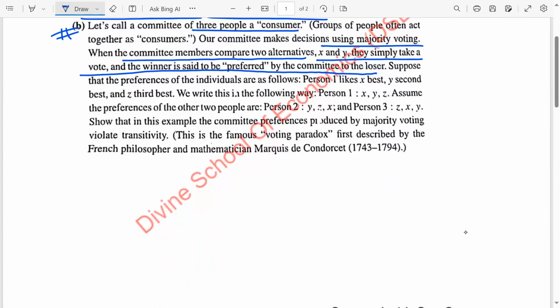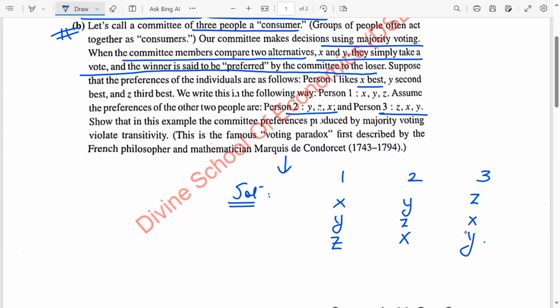Now, I can write it here only. The solution. Person 1, person 2, person 3. For person 1, X is the best, Y is the second best alternative, Z is the third best. For consumer 2, Y is preferred over Z is preferred over X. And for person 3, Z is preferred over X is preferred over Y. Now I need to show whether it's violating transitivity or not.